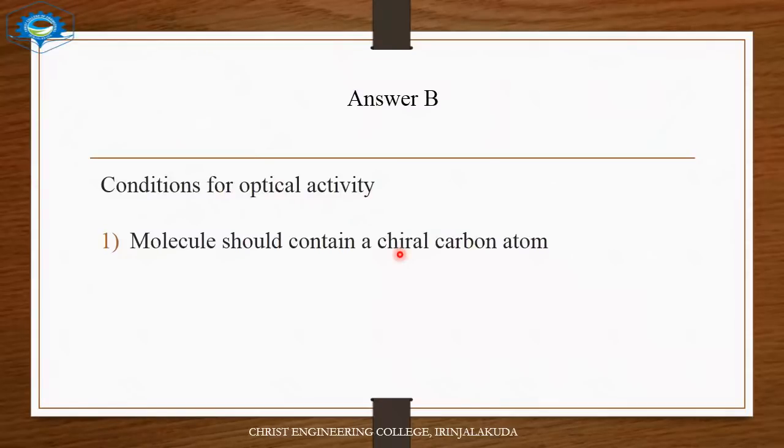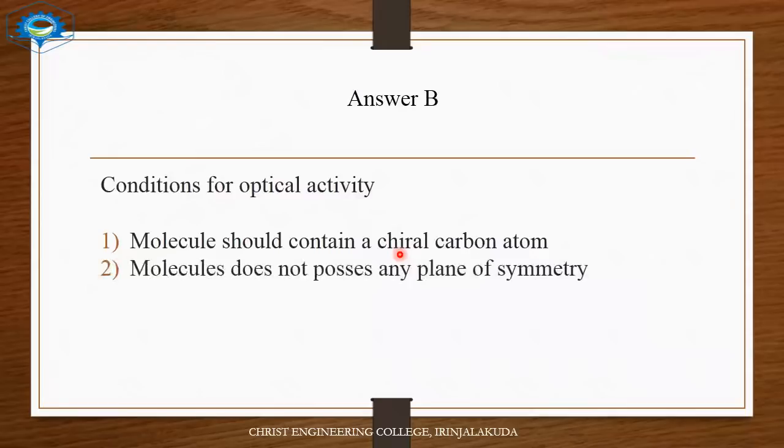Chiral carbon atom means the groups connected to carbon, there are 4 groups because the valency of carbon is 4, must be different. So when carbon is connected to 4 different groups, we say it is a chiral carbon or asymmetric carbon. That is the first condition. There should be a minimum of 1 chiral carbon atom.